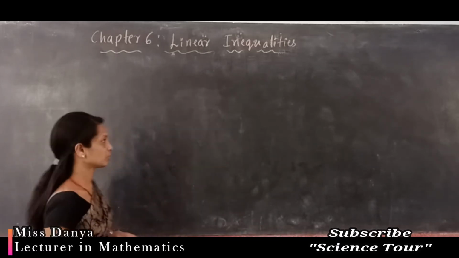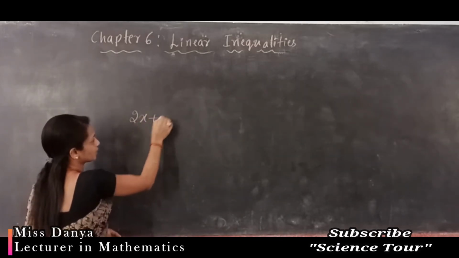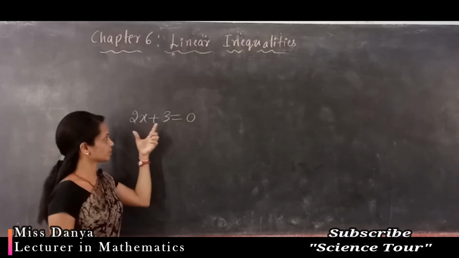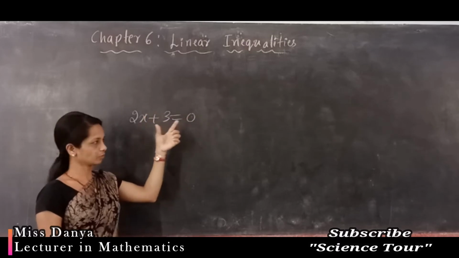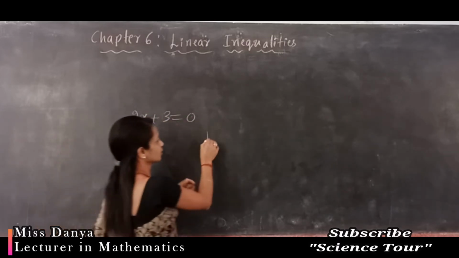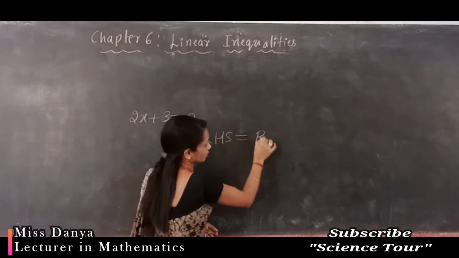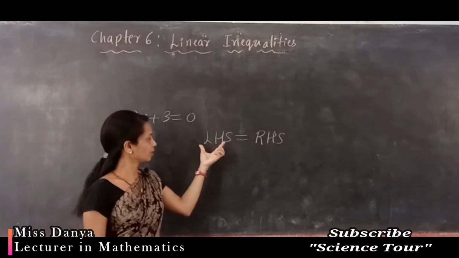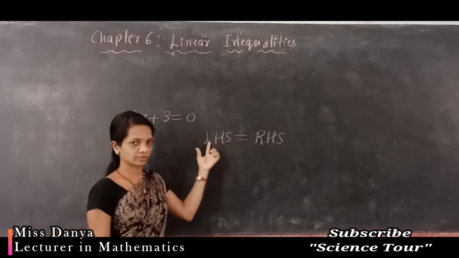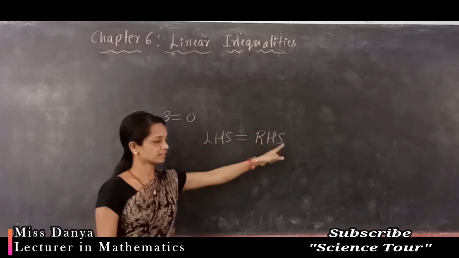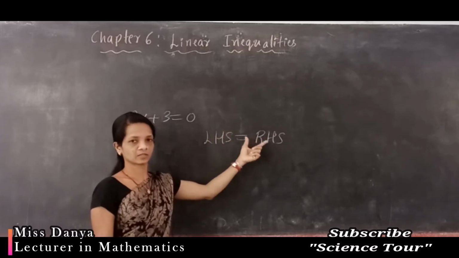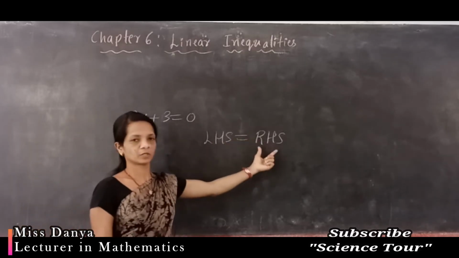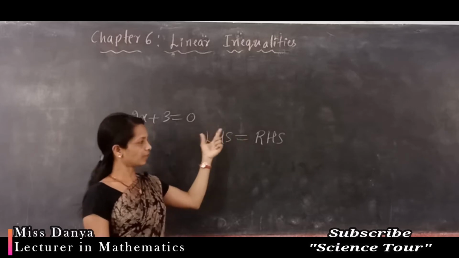Suppose you have an equation 2x plus 3 is equal to 0. You have a left side 2x plus 3, that is equal to the right side 0. If you have left side equal to right side, like this, left hand side is written in short as LHS and right hand side as RHS. If LHS equals RHS, then that forms an equation. If you connect two expressions by the symbol equal to, that forms an equation.